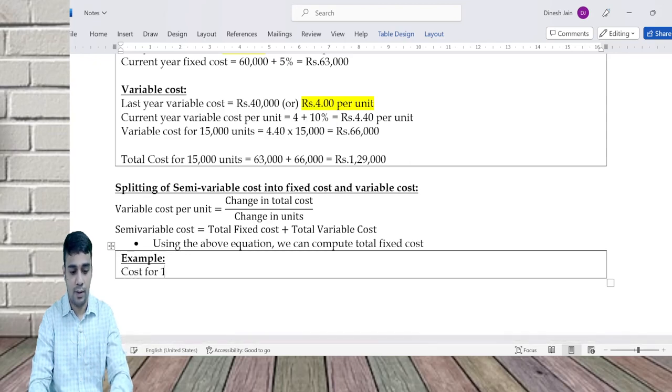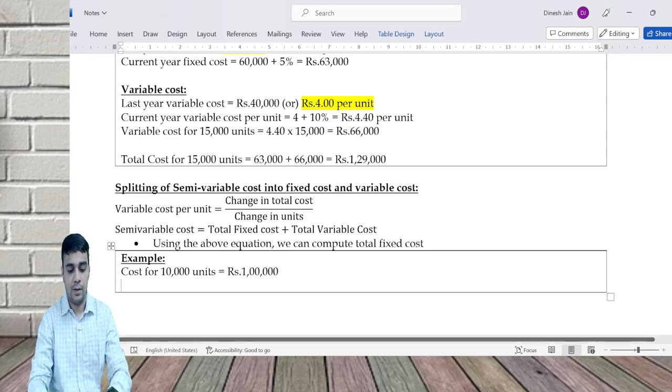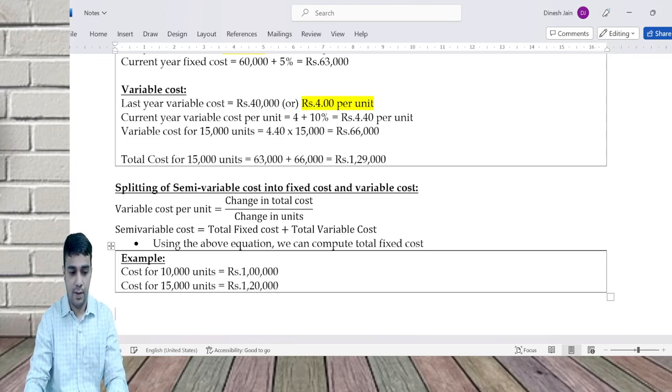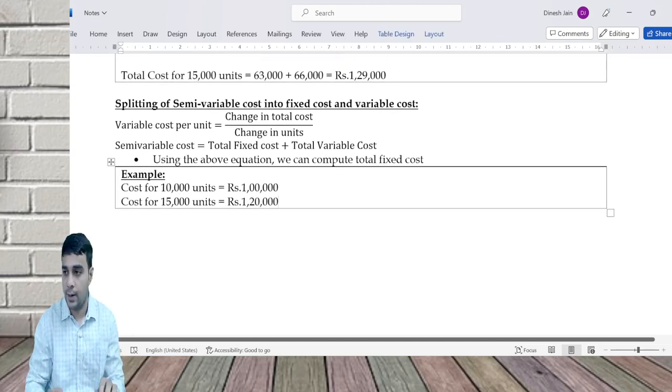Cost for 10,000 units, rupees 1 lakh. Cost for 15,000 units, rupees 1,20,000. 10,000 units is 1 lakh. 15,000 units is 1,20,000.